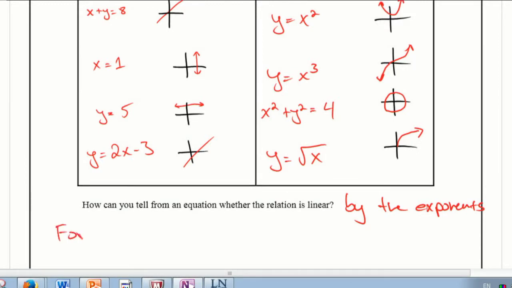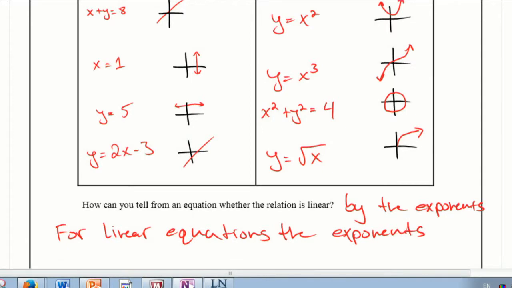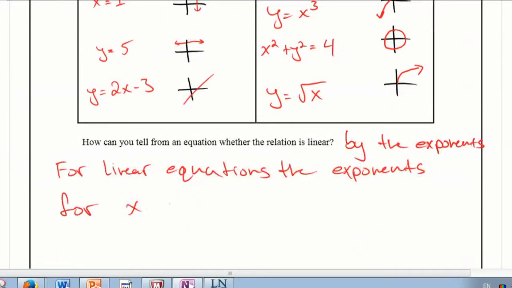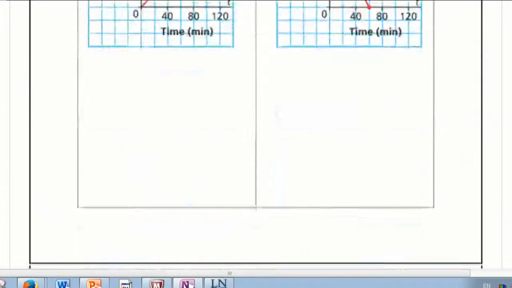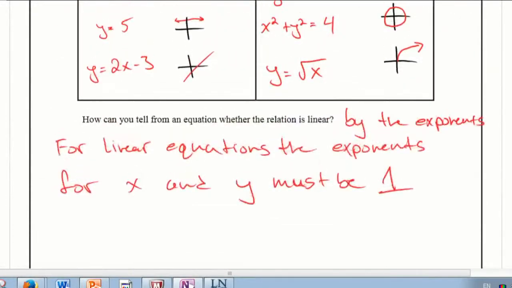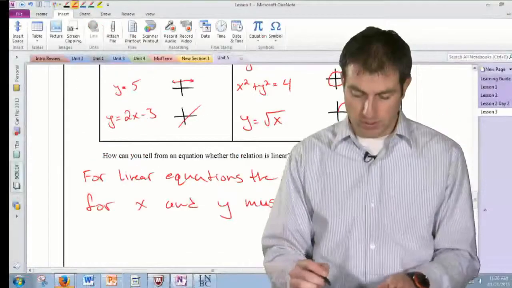So for linear equations, the exponents for x and y must be 1. As soon as you get an equation that has an exponent that isn't 1, then you are dealing with a nonlinear thing. Now, there's one more example there which you guys could maybe look at if you want. I'll go through it next day, but I want to call her quits there for the day.